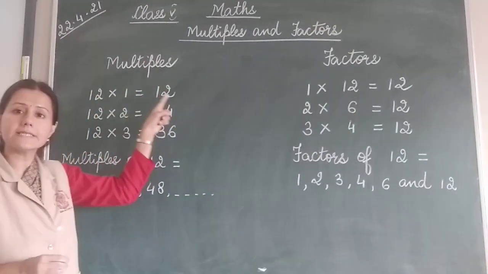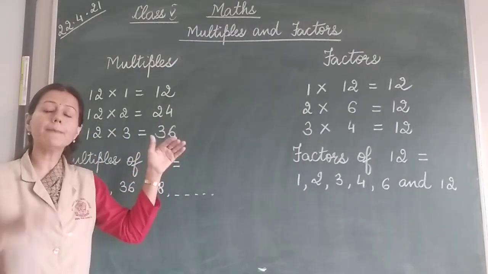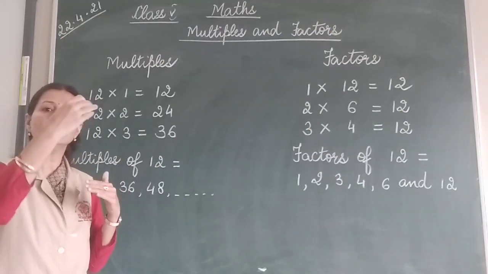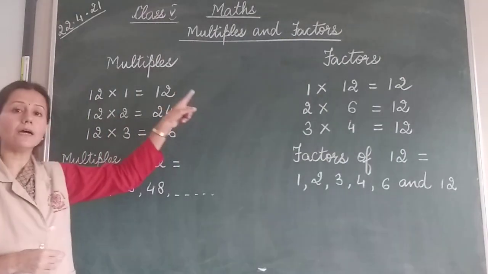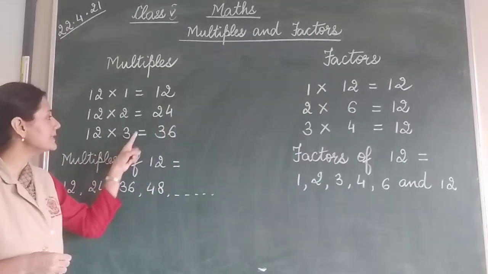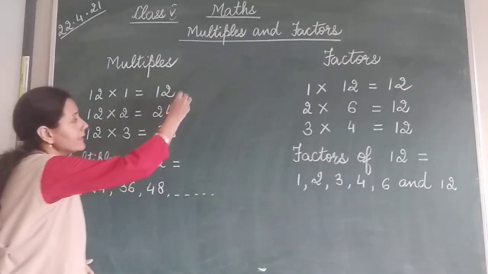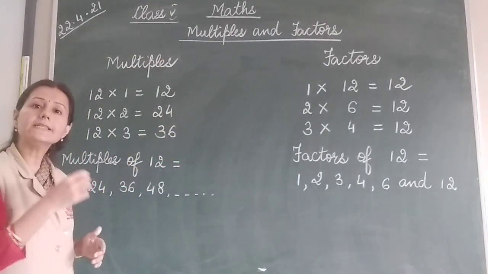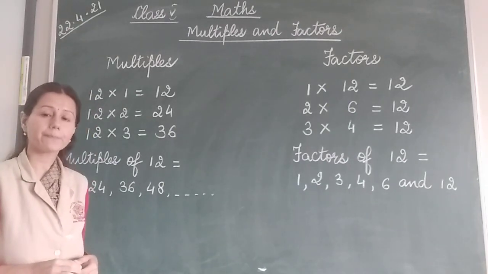Now beta, 12 ones are 12, 12 twos are 24. I told you multiples means to multiply. We'll go on multiplying 12 with 1, 2, 3, 4, 5 like this. 12 ones are 12, 12 twos are 24, 12 threes are 36, 12 fours are 48. So beta, this 12, 24, 36, 48, all these are what beta? These are the multiples of 12.